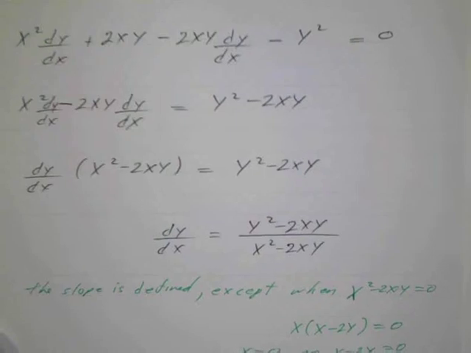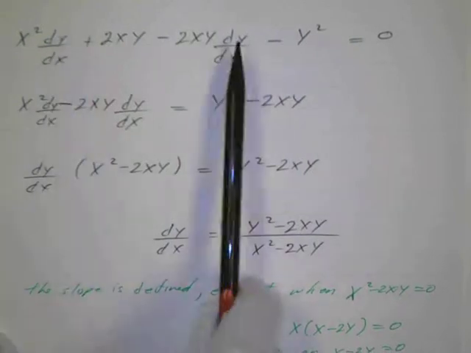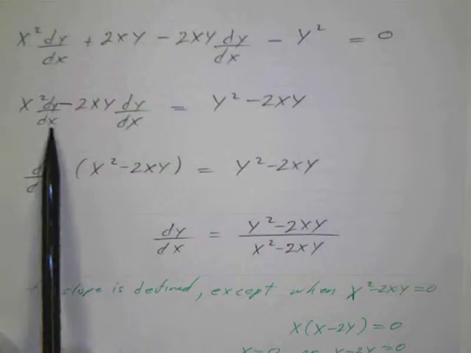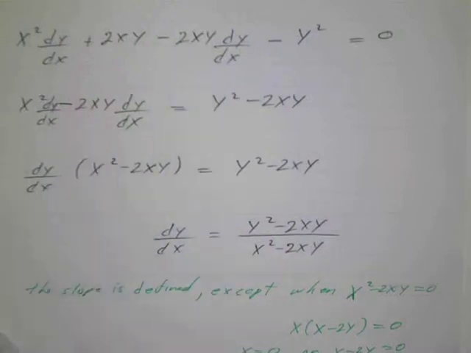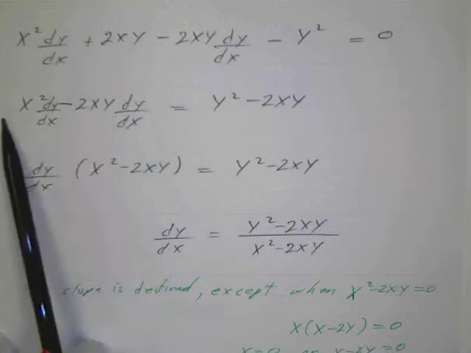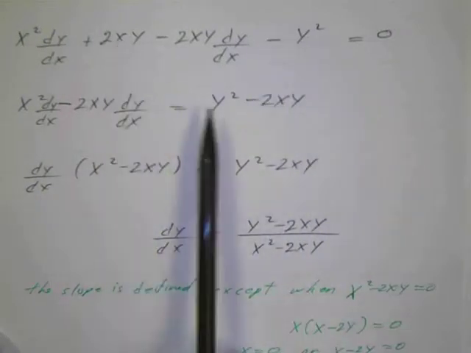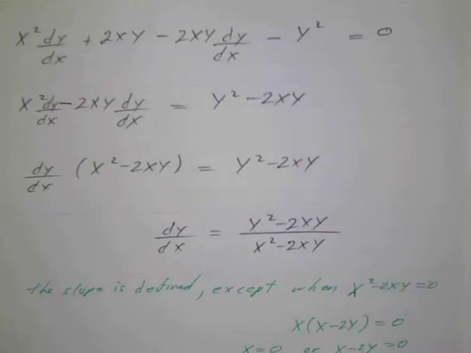Okay, and then we'll try to isolate our dy/dx term. So I've got two of those, so I'll leave these on the left. This is the x squared dy/dx, and this is minus the 2xy dy/dx over here. And on the right, I move everything else. So if I add y squared and I subtract 2xy, I've got y squared minus 2xy. And that gives the other terms, the non-dy/dx terms, on the right.